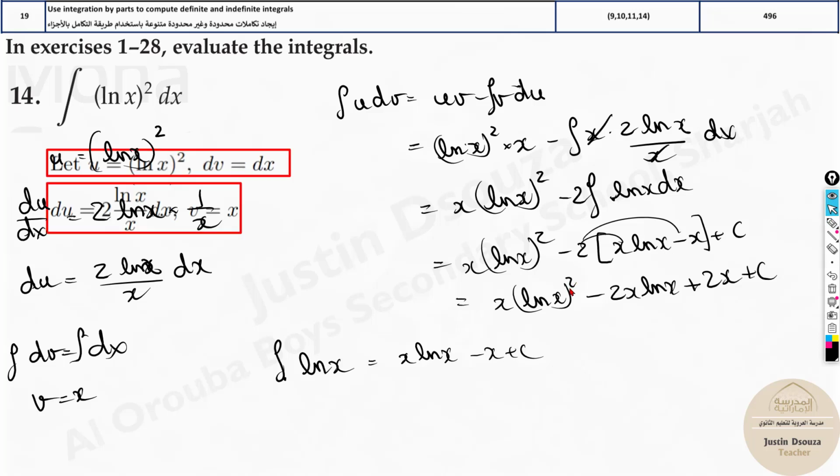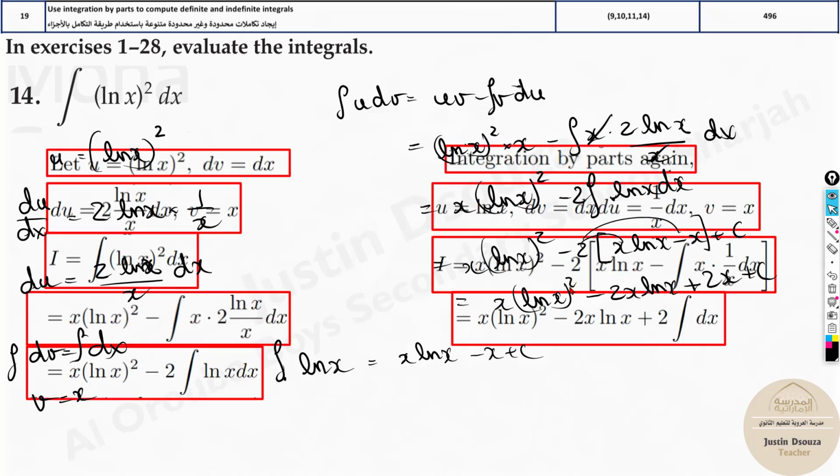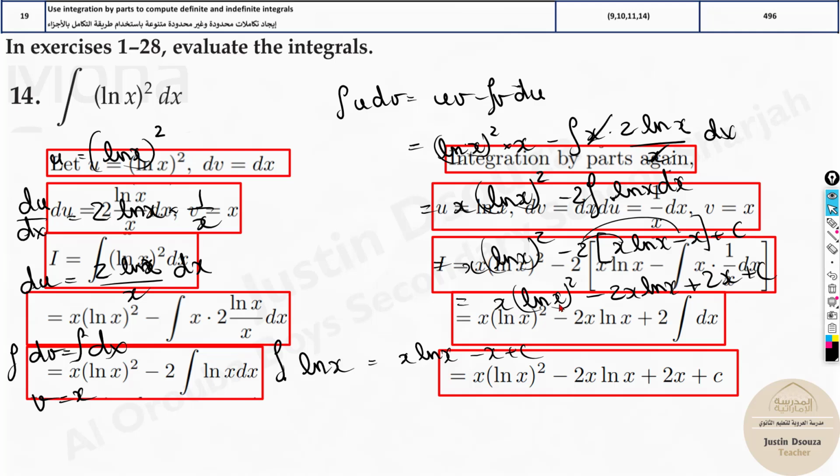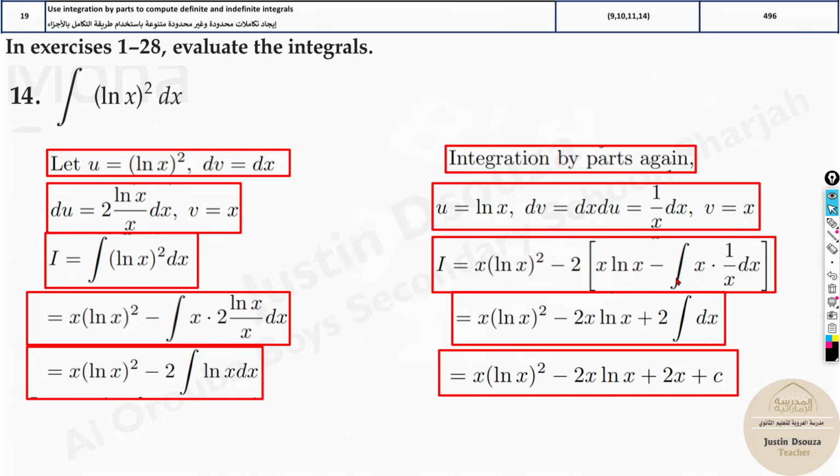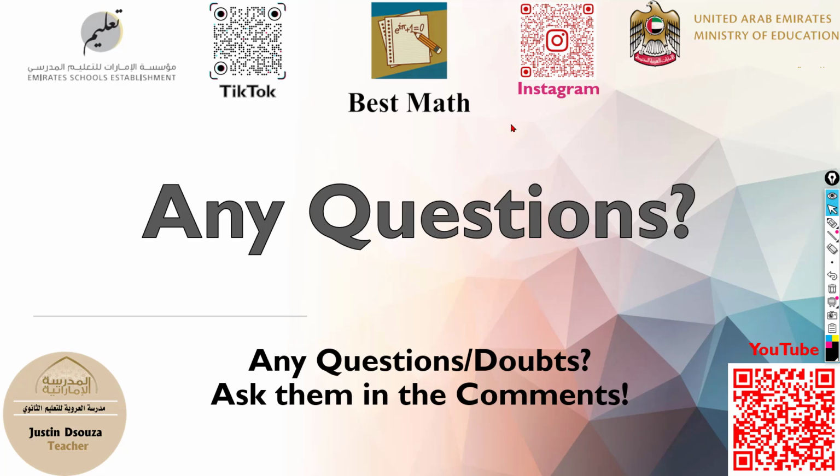Let's quickly check the answer. Here each step is shown, and you can see it's x ln x the whole square minus 2x ln x plus 2x. That's how we solve it. So that's how we solve these problems, integration by parts. I hope you have found this helpful. It's been a long video. Please do practice these problems thoroughly, be well versed with them, and then when you look at a problem, you'll understand which to assume as dv, and you can solve them easily.